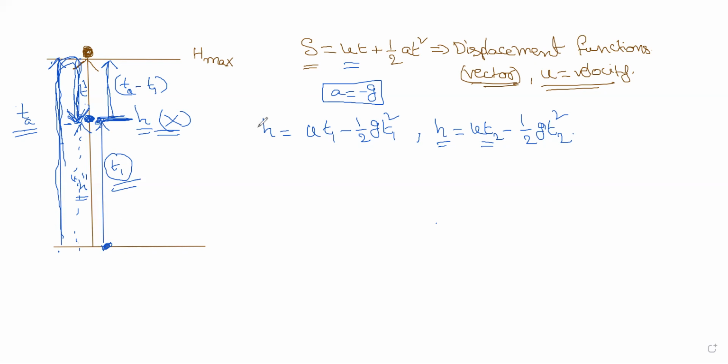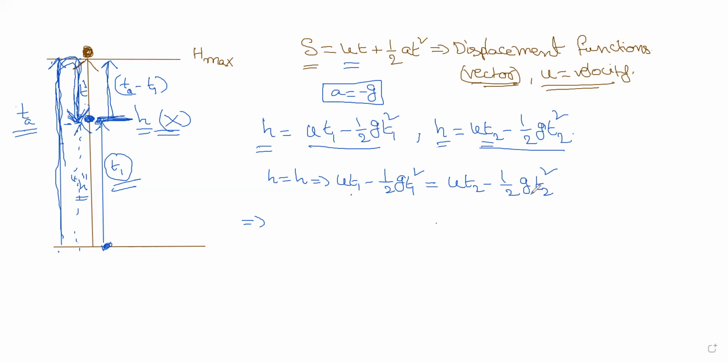The displacement is fixed. Now h is equal to h. I can write h is equal to h. So it becomes ut1 minus half g t1 square is equal to ut2 minus half g t2 square. We can write like this. Is this clear? h is equal to h, right? So for one h I wrote this, for the other h I wrote this. So this is done.